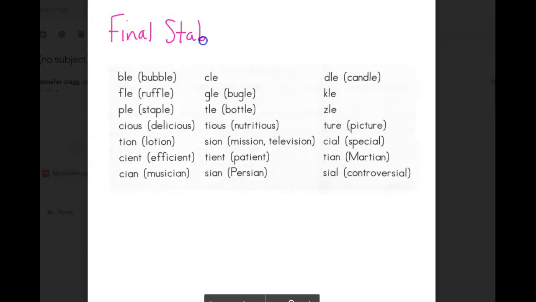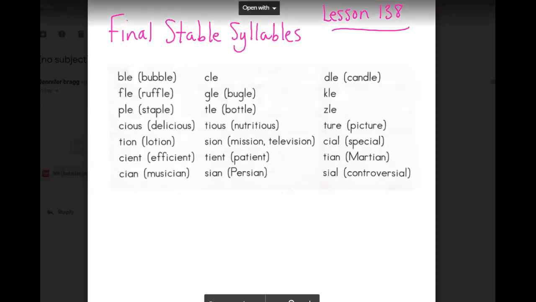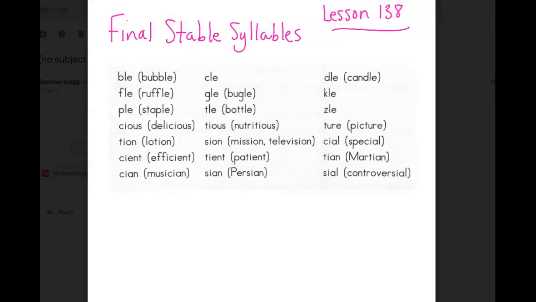stable syllables. This is lesson 138, just as a reminder. Okay? All right, first one we have bubble. B-L-E, bubble. Next we have F-L-E, ruffle. P-L-E, staple.